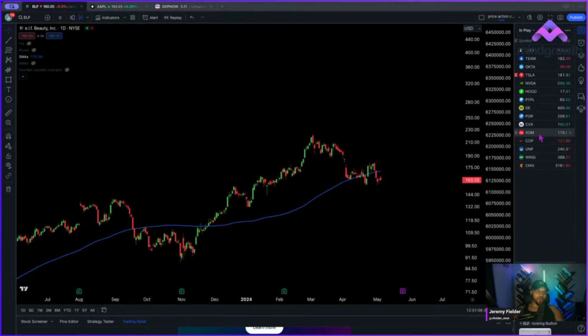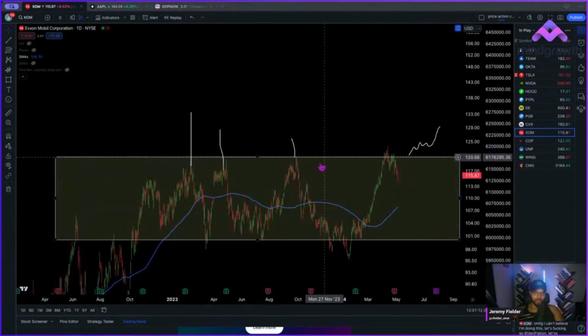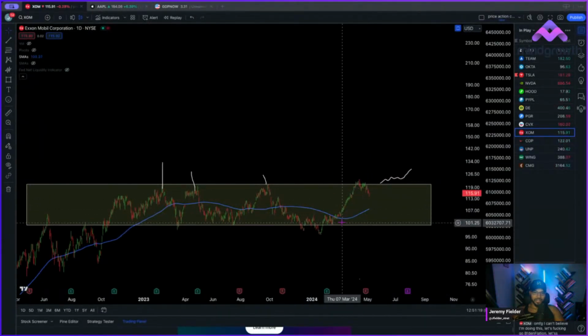Who else is in play here? Oil is pulling back. It looks like ExxonMobil could not break out. Ooh, you could play a condor here, a monthly condor. I don't know if I would do it, but you could play an iron condor here because oil is pulling back significantly, right? You got oil pulling back, so it's like, I don't think so.